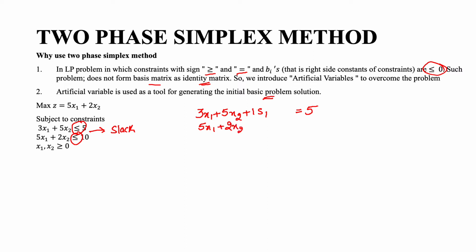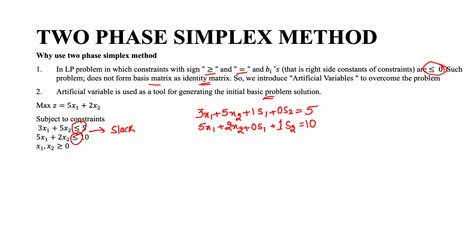I will have a new slack variable, 1s2, which will make my equality constraint. Okay, and in this my other variables are 0.